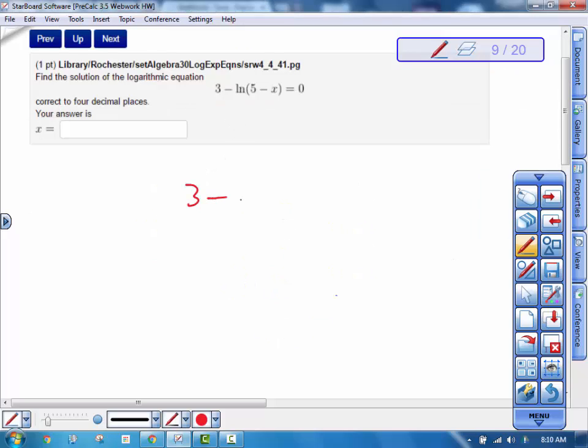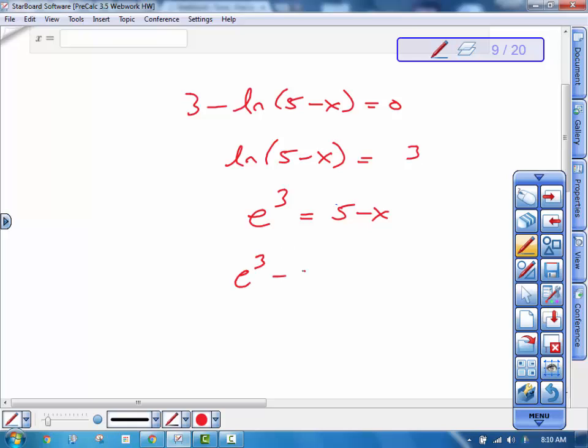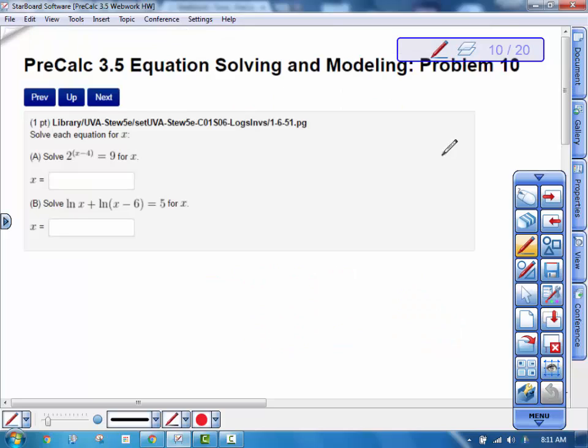Alright, the next problem: 3 minus the natural log of 5 minus x equals 0. Subtract 3 from both sides. Multiply both sides by a negative 1. Change it into exponential form. And solve, so subtract 5 from both sides, and then multiply through by a negative 1, and it changes every sign. And so plug this in your calculator, and that gives you negative 15.09 approximately.